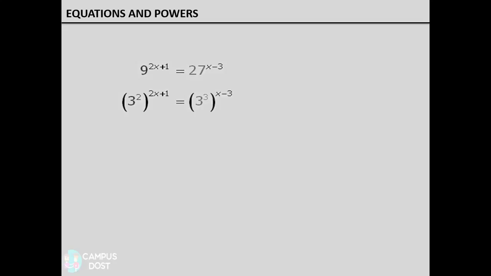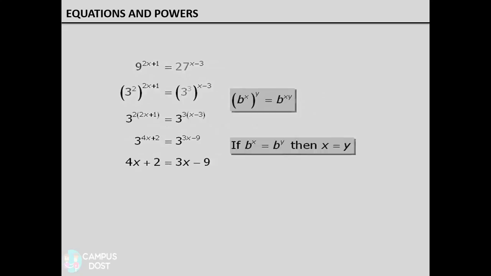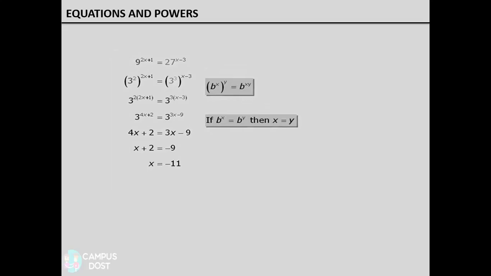First, we'll take the 9 here and rewrite it as 3 squared, and next we'll take the 27 and rewrite it as 3 cubed. On both sides we have powers of powers, so we can apply the power of a power rule to get the following results. From here we can expand the exponents on both sides, and since the bases are now equal, we can apply our rule that says the exponents must now be equal. To solve this for x, we'll subtract 3x from both sides, and then subtract 2 from both sides to get the solution x equals negative 11.